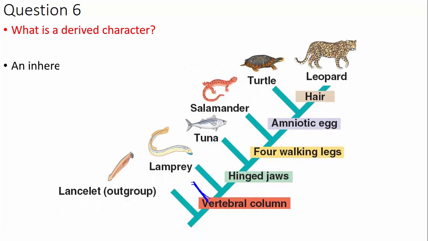All right, so here, if we take a look at this, the vertebral column, this is a derived character, and all these organisms have it, with the exception of the lancelet. Here we have hinged jaws, which is a derived character. Everything above the hinged jaws has it, so that would be the tuna, the salamander, turtle, leopard. Here, 4 walking legs would be a derived character of the salamander, turtle, leopard. The amniotic egg of the turtle and the leopard. And the hair, that's a derived character for the leopard.